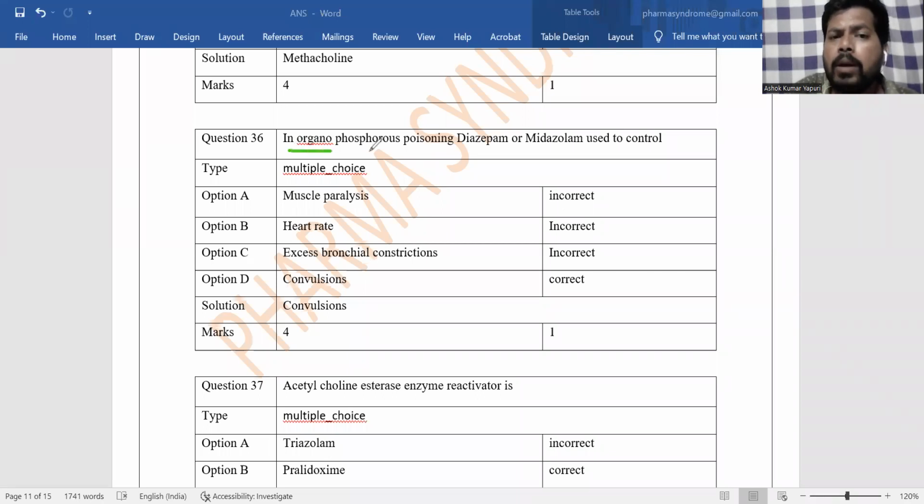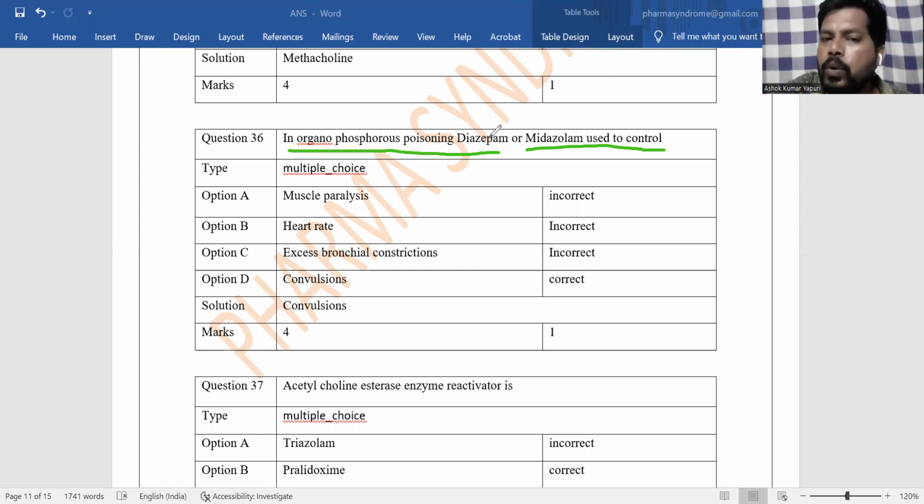Next, in organophosphorus poisoning, diazepam or midazolam are used to control what? Organophosphorus poisoning is a condition in which an excess concentration of organophosphorus compounds builds up in the body. It may be from pesticides or herbicides. Organophosphorus poisoning inactivates the acetylcholine esterase enzyme. Inactivation of acetylcholine esterase enzyme increases acetylcholine to severe levels, and that is organophosphorus poisoning.